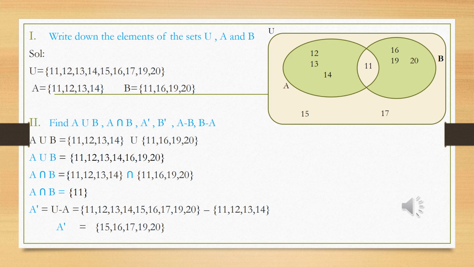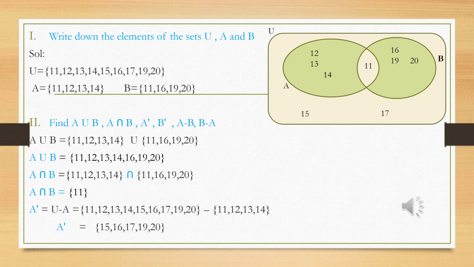The second operation is to find intersection. The intersection of set A and set B means common elements of set A and set B. Again from the Venn diagram, only 11 is placed in the middle, in the overlapping of both sets. So A intersection B is only 11, that is enclosed in curly brackets.